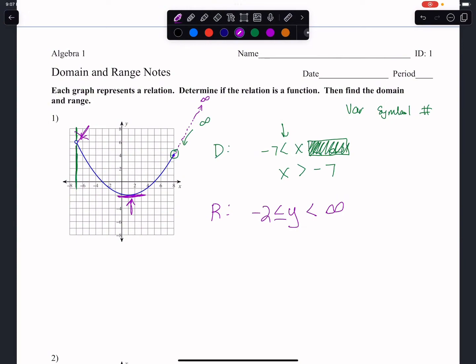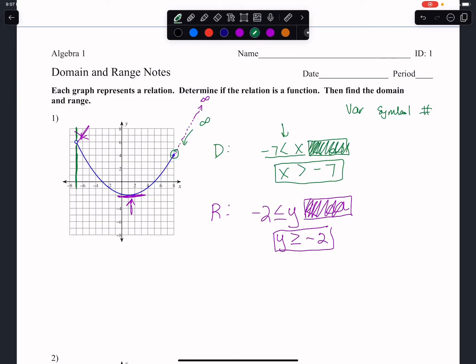Again, we don't want to write infinity in our answer because there's no way to really write that. So we're going to take this off. And again, this is backwards, so we're going to flip it so it looks like this. Now, I will say that the first way, this other way of writing it, is technically correct, but most teachers would prefer it: variable, symbol, and then number.